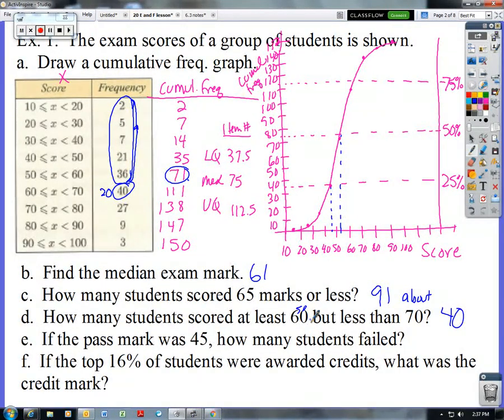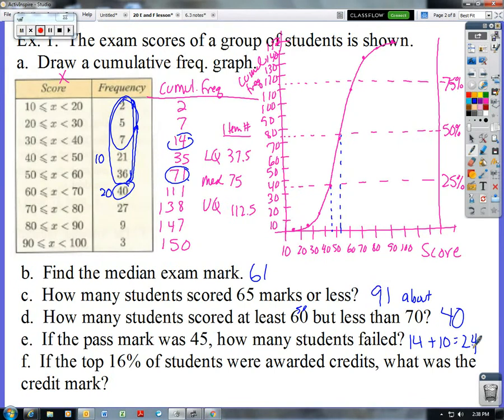If the pass mark was 45, so let's say right here, 45 would be, we're going to assume since 45 is in the middle of this interval, we're going to take half of these values, so about 10 of them. If the pass mark was 45, sorry for all the noise in the hall, I forgot to shut my door. How many students failed? So that means everybody 45 and below would have failed. That means 10 people in this category as well as all the people in this category. All the people in these three categories, that's going to be 14 plus 10, or 24. About.